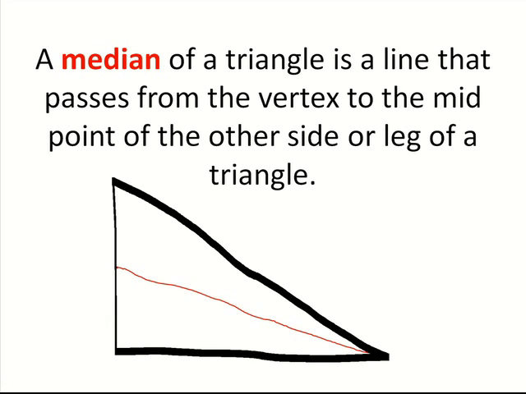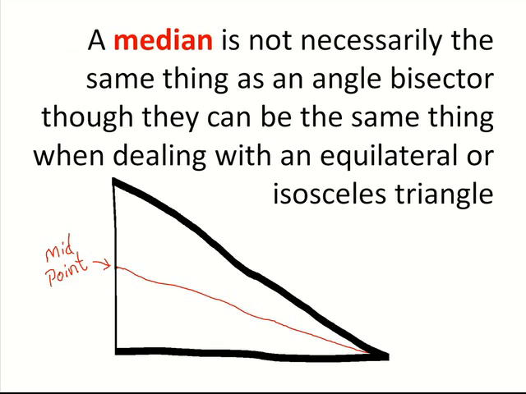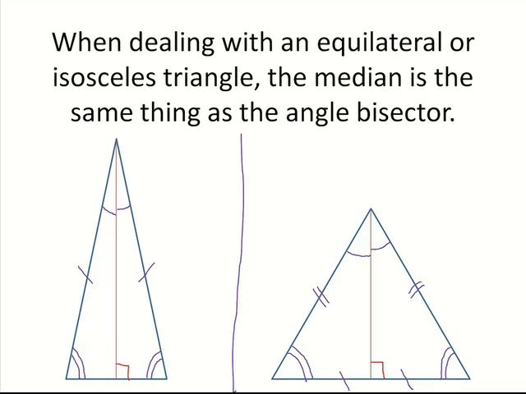All right. Before we get into a little bit of a review, a median of a triangle is a line that passes from the vertex to the midpoint of the other side of the triangle. So it passes to the midpoint. It is not an angle bisector. A median is not necessarily the same thing as an angle bisector, though they can be the same thing when dealing with an equilateral or an isosceles triangle. Here you see an equilateral and an isosceles triangle. When dealing with an equilateral or isosceles triangle, the median is the same thing as the angle bisector.